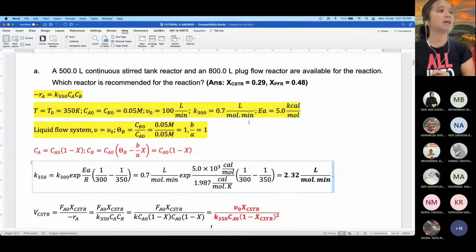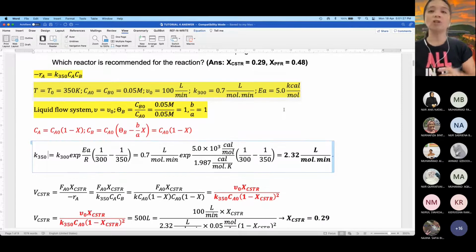Alright, EA is already given. Activation energy is given as 5 kilocalorie per mole. Because our gas constant is 1.987 calorie per mole Kelvin, you have to change kilocalorie to calorie. How to change? Just multiply by 1000. Okay, so you get from kilocalorie to calorie. If you do this calculation correctly, you will get K at 350 as 2.32.